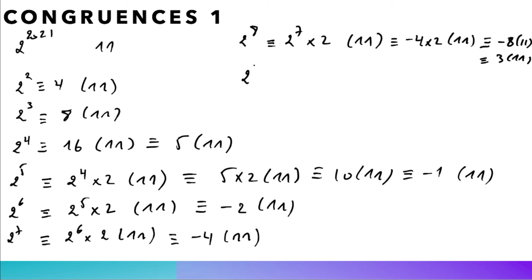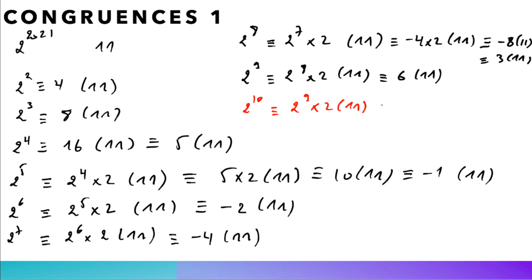Now 2 to the power 9 is congruent to 2 to the power 8 times 2 modulo 11, and this is congruent to 3 times 2 modulo 11 because 2 to the power 8 is congruent to 3, so we found that this is equal to 6 modulo 11, and surprise, actually 2 to the 10th is congruent to 2 to the 9th times 2 modulo 11. 2 to the 9th is 6, so 6 times 2 is 12, so this is congruent to 12 modulo 11, which is congruent to 1 modulo 11.